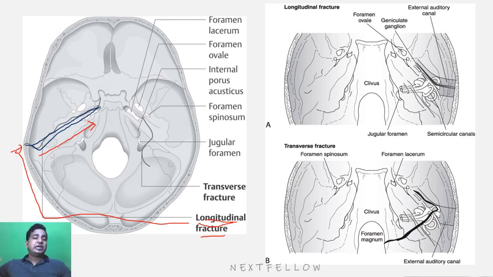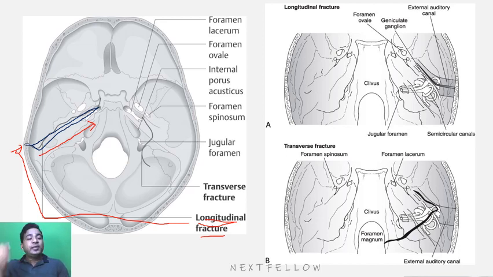How is the impact? Suppose the patient gets a road traffic accident. So the impact is from the lateral side, from the temporal bone side. So the fracture line will run along the long axis of the temporal bone. This is most common. 80% of the fractures in the temporal bone are of the longitudinal type.